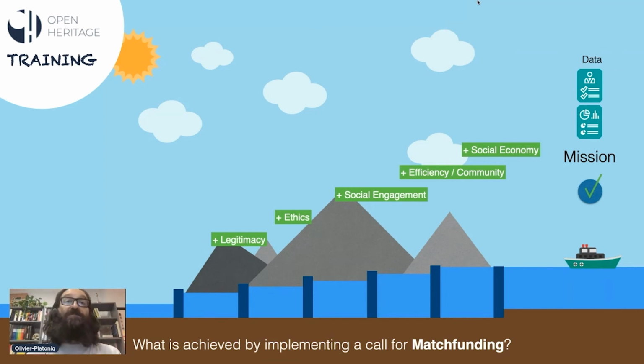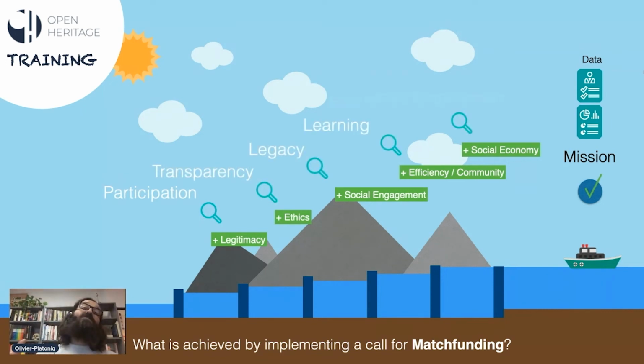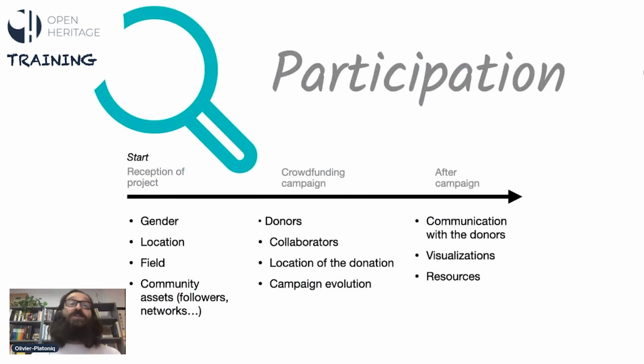So I'll show you a couple of examples. Of course, it would be better if we were together in the room, but basically, we'll have to make it a bit simpler. We look at match funding through different lenses, and each of these lenses has different data that the platform, because it's a digital platform, offers. Of course, all data are anonymized and private. But if you look at the lens of participation, the crowdfunding campaign on a platform such as Goteo would create these different steps.